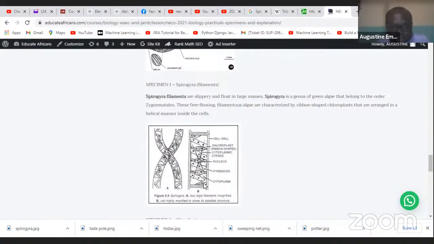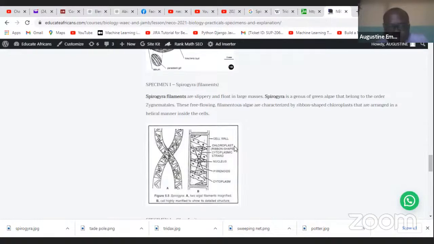Then when you get one of it, in A you have two Spirogyra filaments magnified, whereas in B you have the cell highly magnified to show the details. So you have your cell wall, very important. You have the cytoplasm inside here. You have the pyrenoids. You have the nucleus at the center. You have the cytoplasmic strand, very important, cytoplasmic strand.